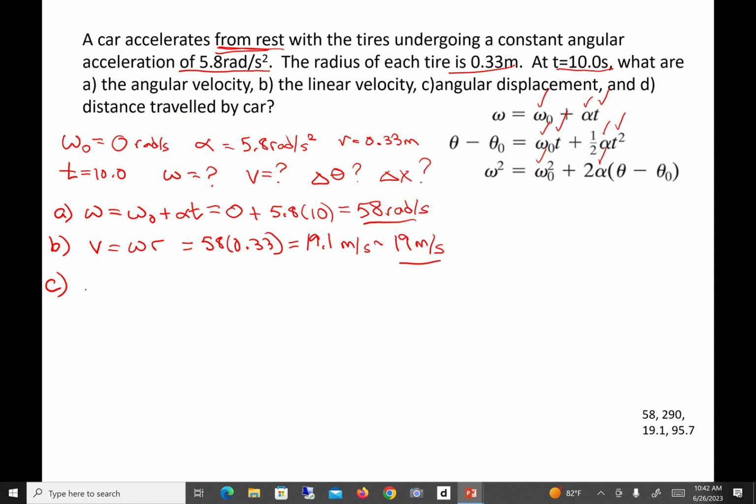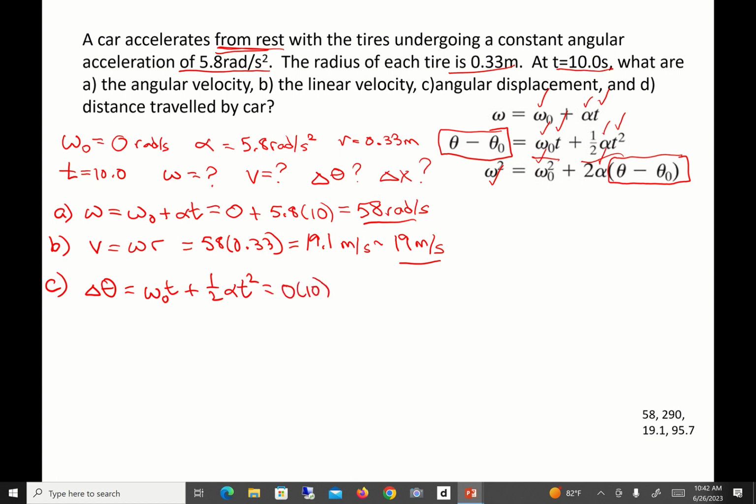All right, C, angular displacement. That's delta theta, so I want to find delta theta. That's either equation 2 or equation 3, because now I know omega. I could use equation 3, but for equation 3, I'm going to have to do algebra, and I'd rather just do straight plug and chug with things that I'm given in the problem. So let me just do equation 2. Delta theta, which is theta minus theta initial, is omega 0 t plus 1/2 alpha t squared, and just plug in my numbers.